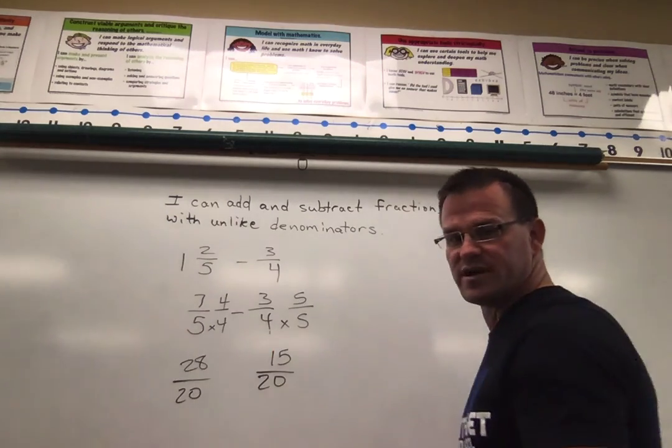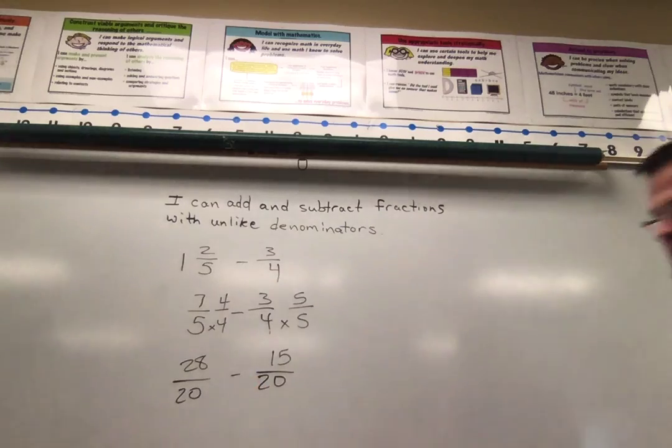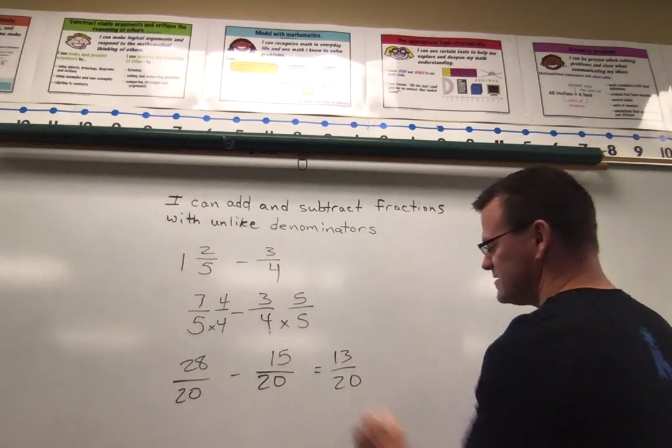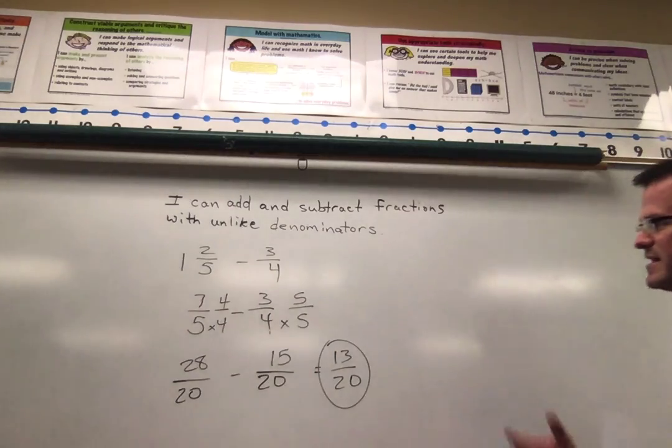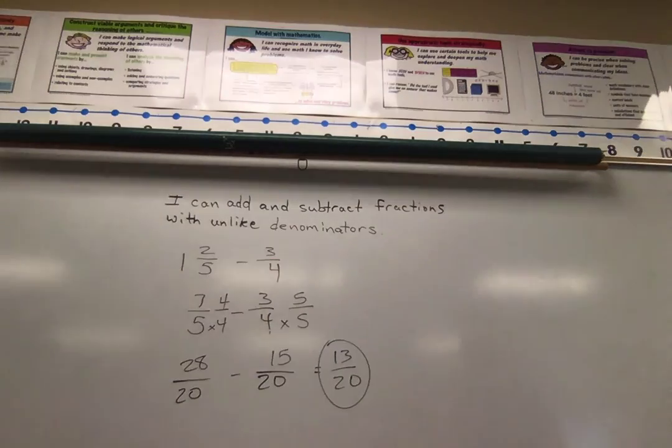And I get 15/20. So in this case, when I subtract them, now that I've got the same size piece, I have 28 of those 20ths. I'm going to take away 15 of those 20ths, and I'm left with 13/20. Again, if I have that 1 2/5 and I'm taking away 3/4, I should end up under 1, so that makes sense for my answer.